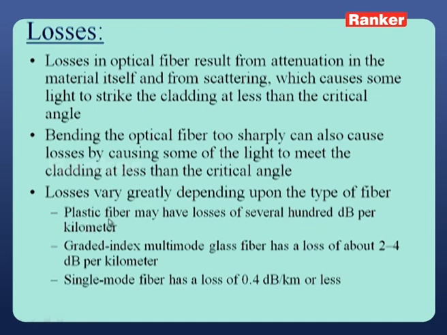For a plastic fiber, the losses are 100 dB per kilometer, and for graded index multimode glass fiber, the losses are about 2 to 4 dB per kilometer. For a single mode fiber, the losses are very less because there are no adjacent waves to disturb and disperse. That's why the dispersion is very less, and the losses are also very less. That's 0.4 dB per kilometer or less than that.